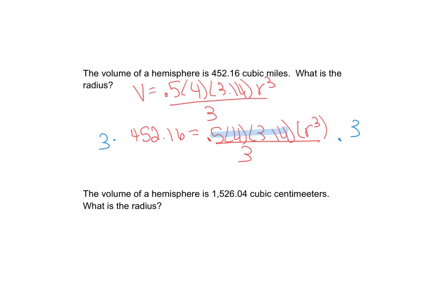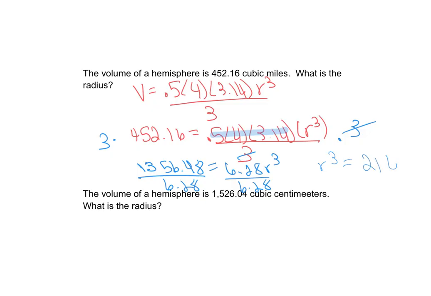So when we multiply 452.16 times 3, we get 1,356.48. When we multiply those three coefficients together, half times 4 times 3.14, we get 6.28. So our 3's are gone, and then we still have a radius cubed. So we're going to divide by 6.28 on both sides. When we divide by 6.28, we're left with r to the third, and we get 216.